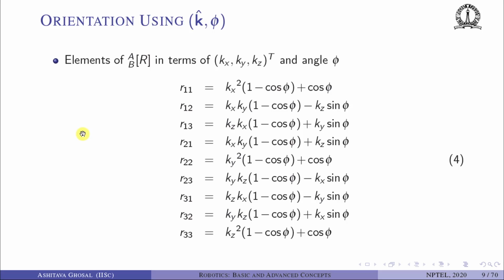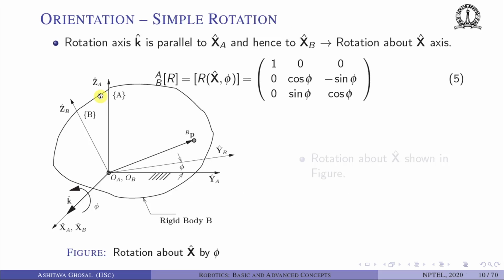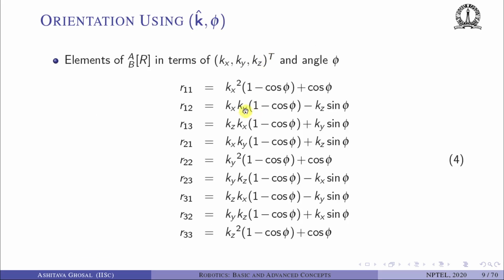Okay, so we can find k and phi given the rotation matrix ABR. Okay, so k is the eigenvector corresponding to the real eigenvalue 1, and phi is this expression, which is cos inverse of (R11 plus R22 plus R33 minus 1) divided by 2. Okay, so phi and k can be obtained from the elements Rij of this rotation matrix. Can we do the opposite?